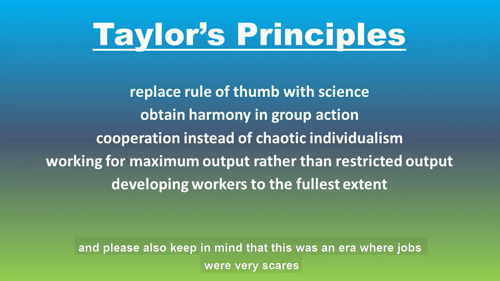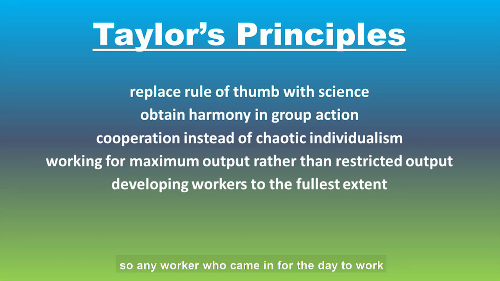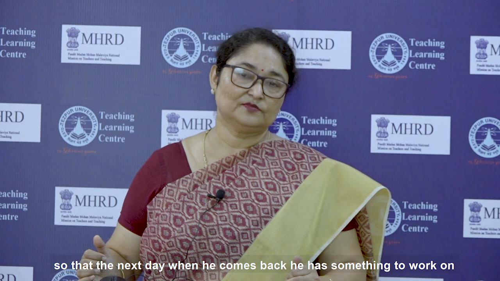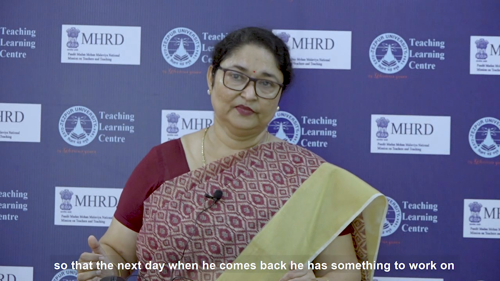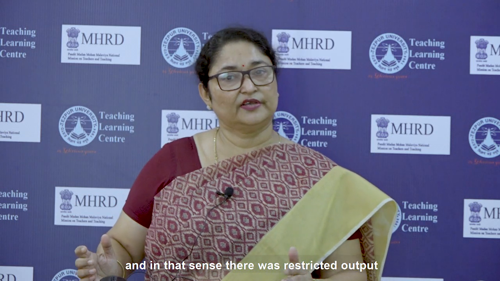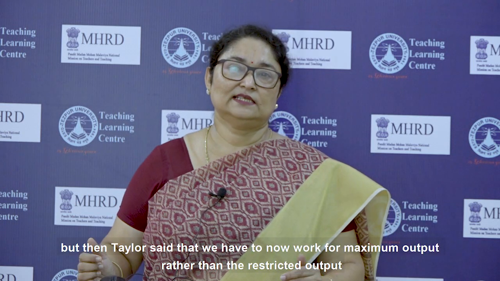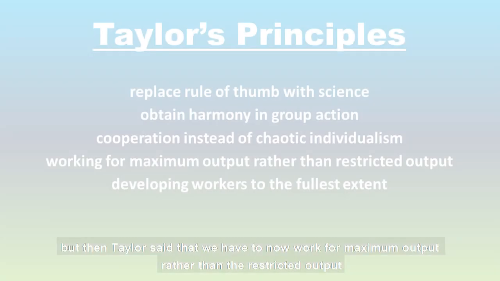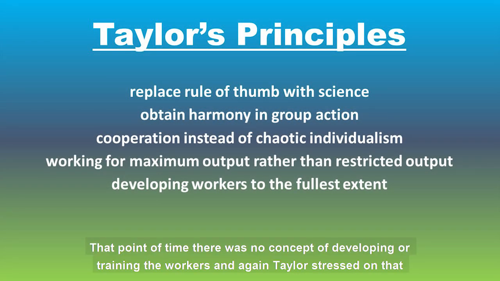Please also keep in mind that this was an era where jobs were very scarce. So any worker who came in for the day to work would actually leave a part of the job unfinished, so that the next day when he comes back, he has something to work on. In that sense, there was restricted output. But then Taylor said that we have to now work for maximum output rather than the restricted output. At that point of time, there was no concept of developing or training the workers, and again, Taylor stressed on that.